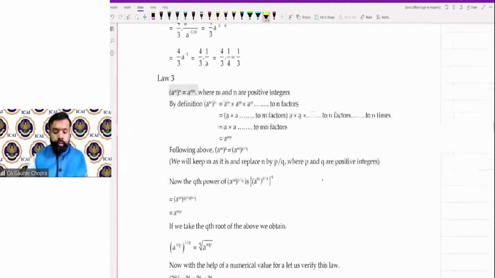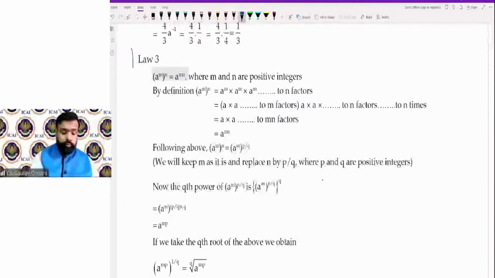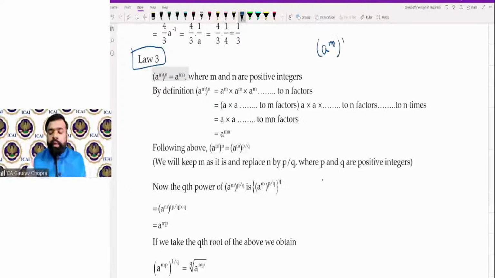Now the third one. Third law of indices, it is for powers. So if there is a to the power of m whole to the power of n, so there are two different powers. One is on m, and after that the power is on the whole bracket. So whenever there are power and again power, then the powers will get multiplied. So we will be writing a to the power of mn. It can be written as a to the power of mn.